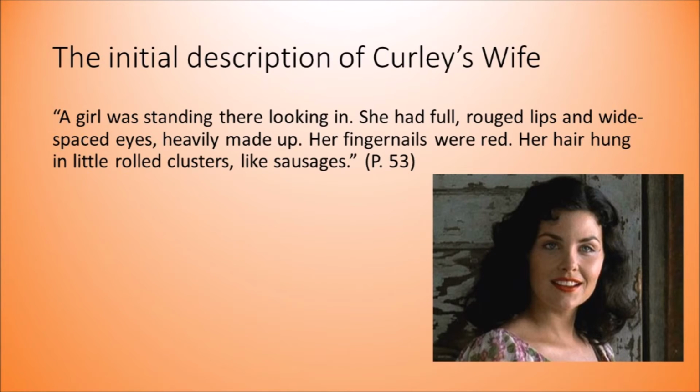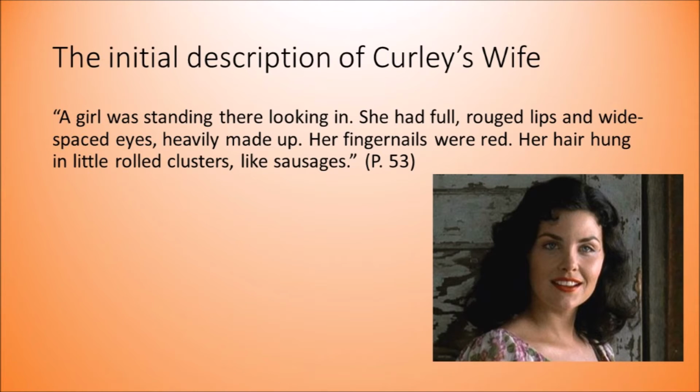Let's look at how she's first described. This is the very first direct description of her in the novel. "A girl was standing there looking in. She had full rouged lips and wide-spaced eyes, heavily made up. Her fingernails were red. Her hair hung in little rolled clusters, like sausages."